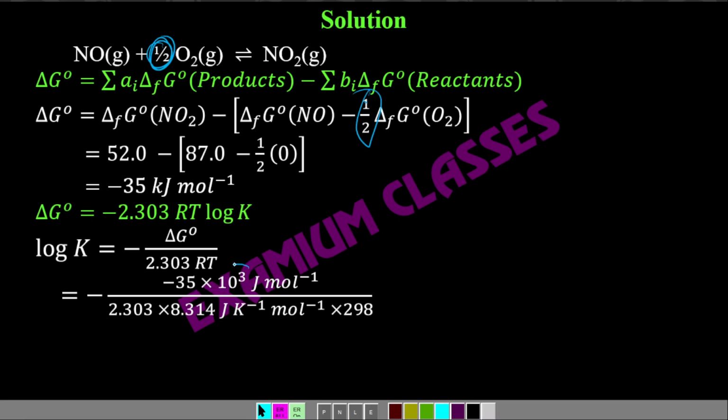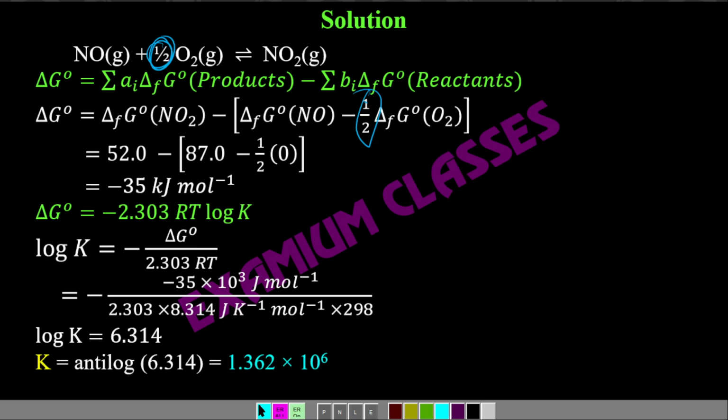If you don't convert this into joules, then you need to use 8.314 into 10 power minus 3 here. Either way, you effectively have 10 power 3 in the numerator. When you solve this, you will get the value of log K as 6.314. Anti-log tables will be given to you, and you will get K as anti-log of 6.314, that is 1.362 into 10 power 6.